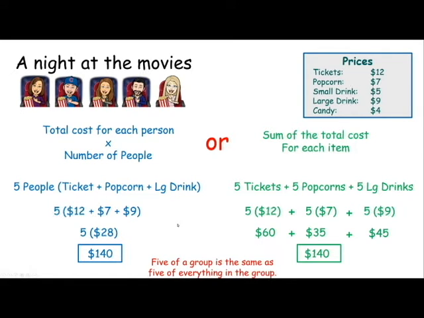The distributive property teaches us that if you have 5 of a group, it's the same as having 5 of everything in the group. So if I have 5 people and each person has a total cost of $28, that's the same as saying I paid for 5 tickets and 5 popcorns and 5 drinks. It's just a way of organizing our thoughts.